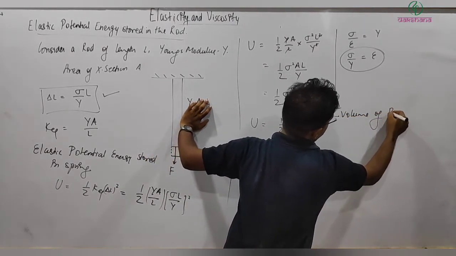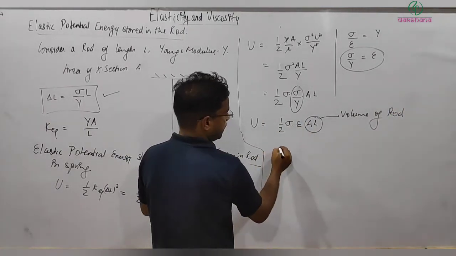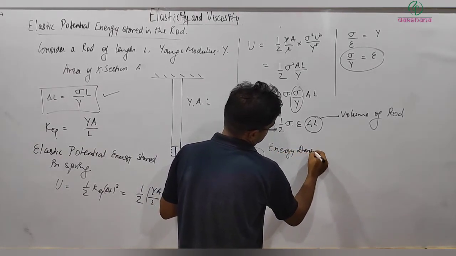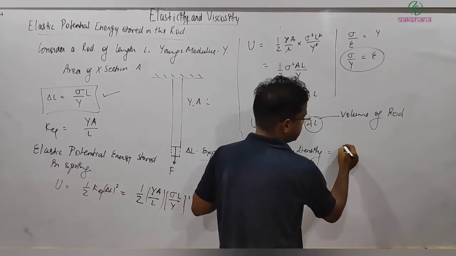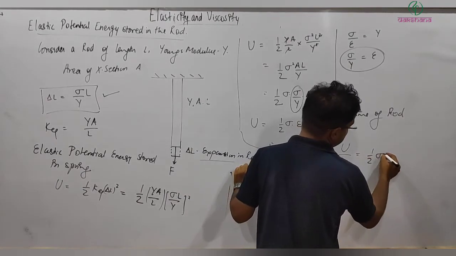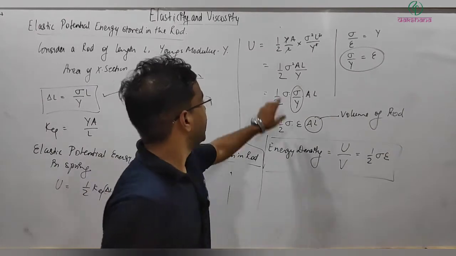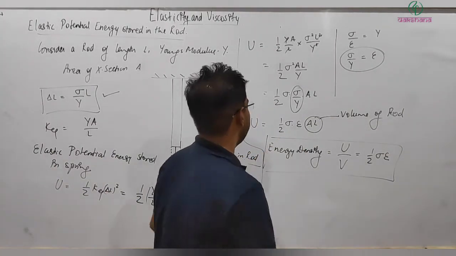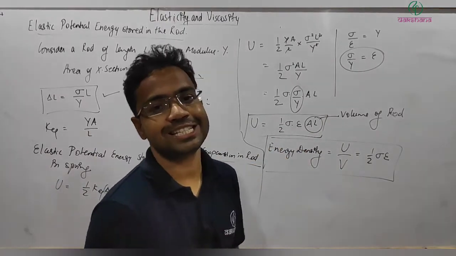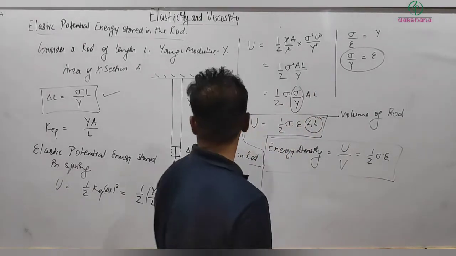Volume of rod. So this is the total energy stored, and we can write energy density, that will be equal to what? U divided by volume, and this is equal to 1 by 2 sigma into epsilon. So we are getting energy stored as 1 by 2 sigma into epsilon into volume. Energy density is energy stored per unit volume, that is equal to half of sigma into epsilon, and this is all about it.